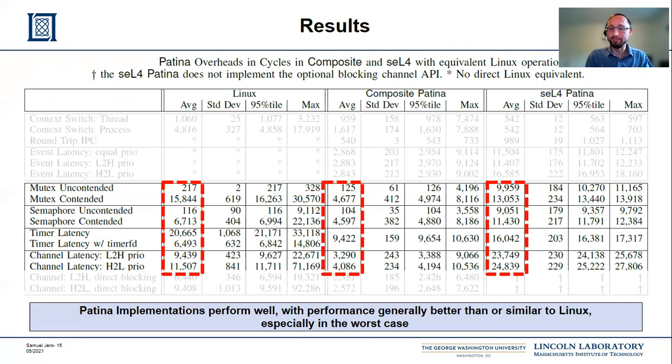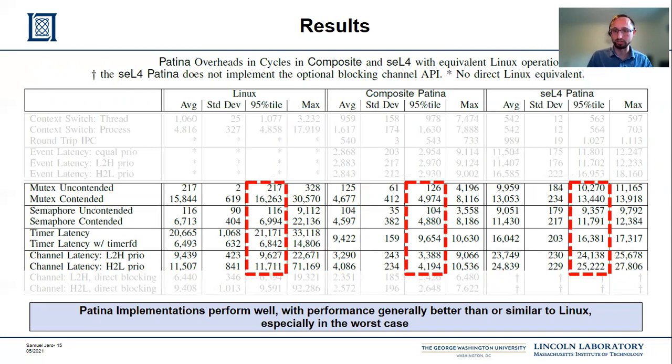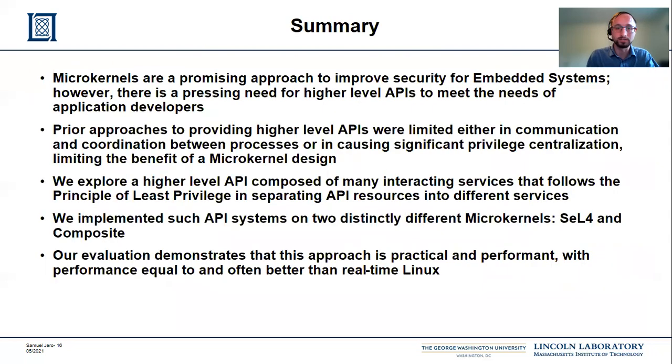Now, if we move to the 95th percentile, things actually get a little bit more clear. Both of our Patinas now broadly outperform Linux. And what we can take away from all of this is that these implementations perform well, with performance generally better than or similar to Linux, and that this is increasingly so in the worst case.